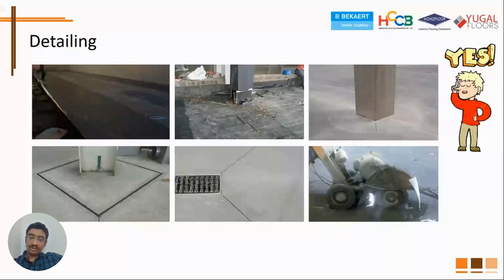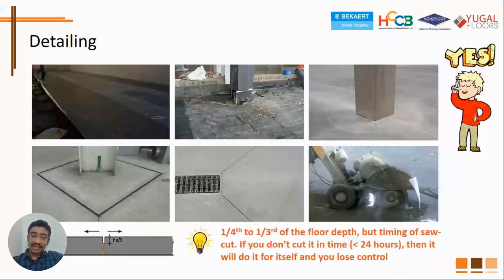And the saw cutting operation itself, for example, typically the guideline talks about 1/4 to 1/3 the floor depth for the saw cutting operation. But not only that, the timing of the joint also matters, because if you don't cut the groove in time, which is typically less than 24 hours, or at least in that window, then you lose control of the joint. What is a joint? A joint is nothing but a planned crack.